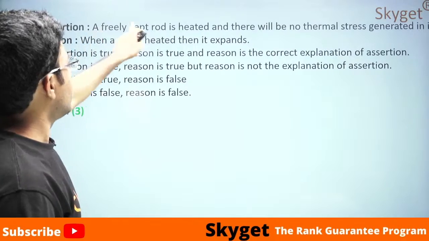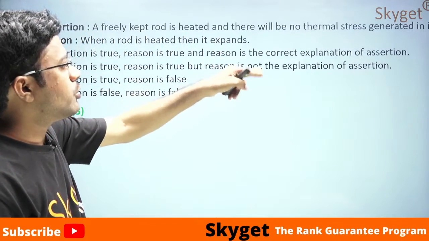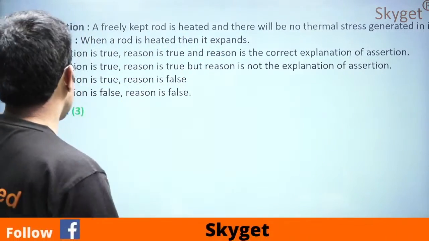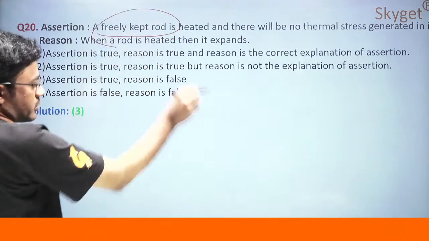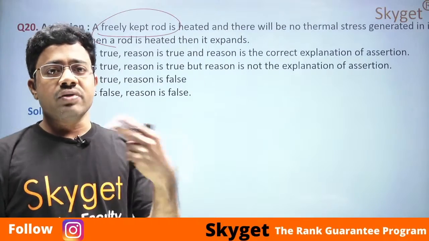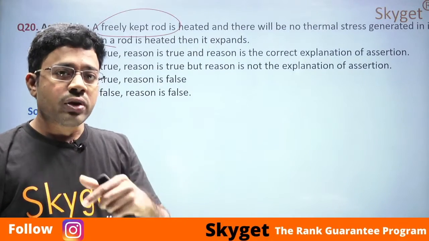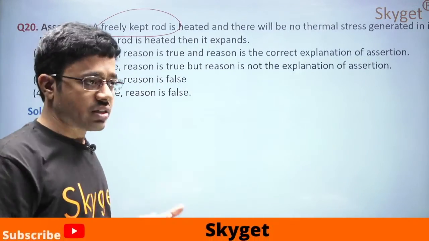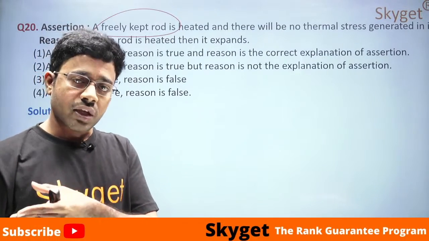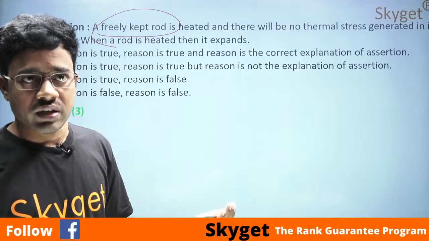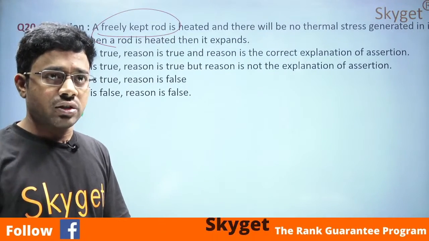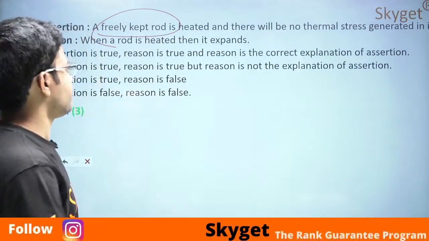He has given that a freely kept rod is heated and there will be no thermal stress. So the keyword you have to understand here is "freely kept rod". When it is freely kept, even if you heat it, of course there will be a change in the length and a change in the area of the cross section, but there won't be stress on it because it is free, because it is not attached at any of the ends.